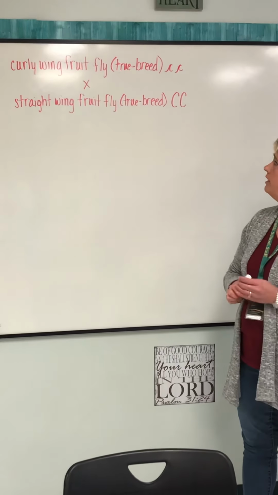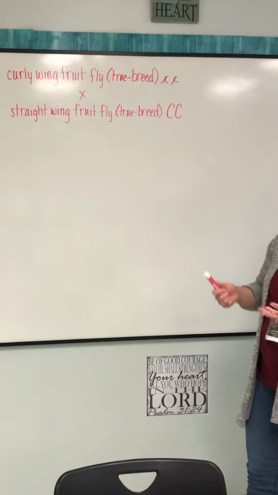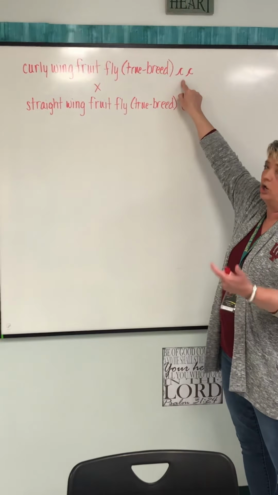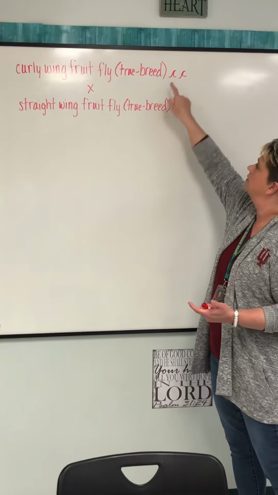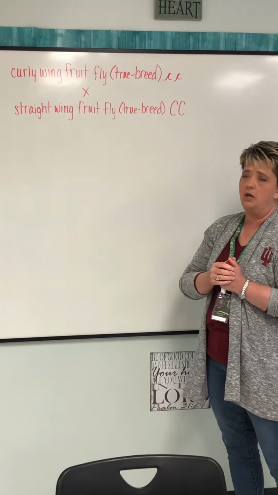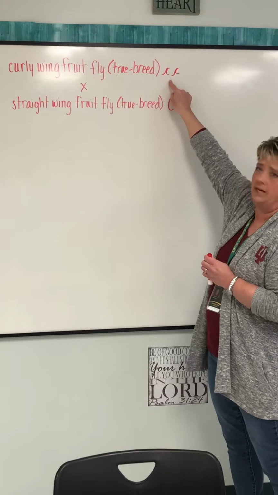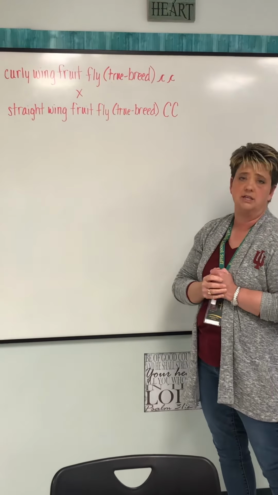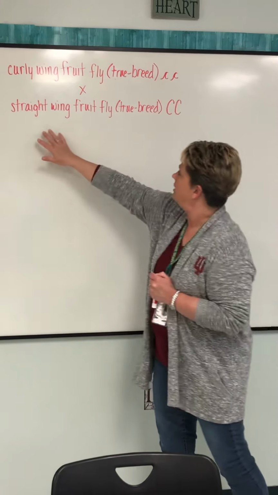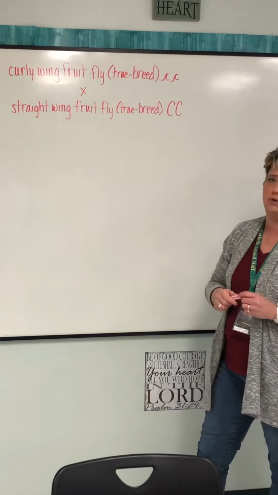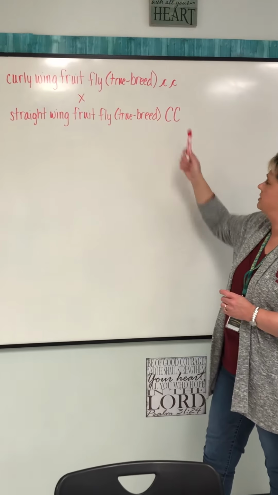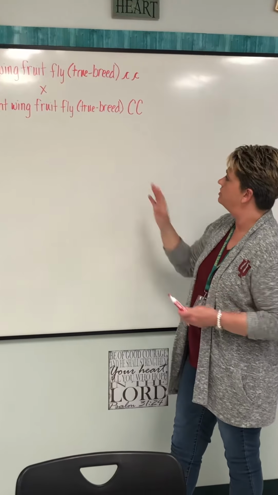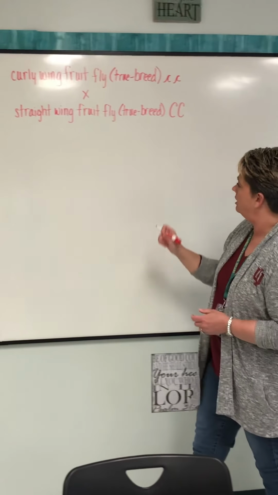We have curly wing fruit flies, which would be a true breed. You'll notice 2 lowercase letters, alleles, meaning it's a homozygous characteristic. Also shows that if they're homozygous and they are recessive, that curly wings are the recessive trait. Then we have straight wing fruit fly, a true breed, which is capital C, capital C. Again, a homozygous characteristic.